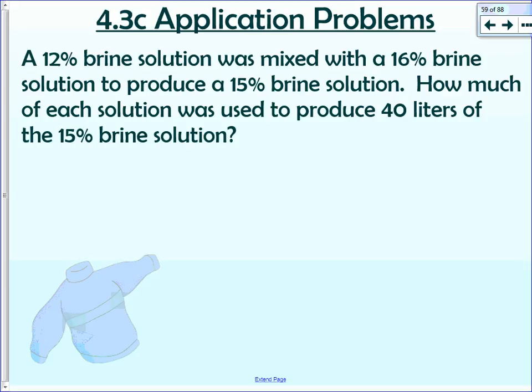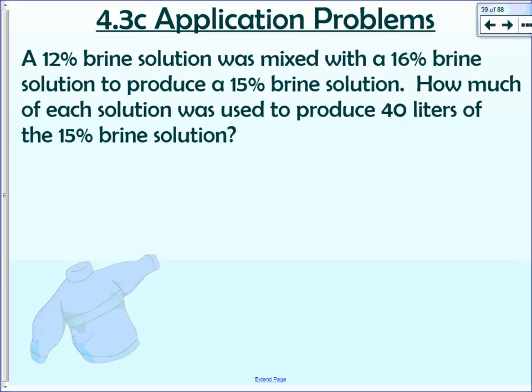So for this problem, it says a 12% brine solution was mixed with a 16% brine solution to produce a 15% brine solution. How much of each solution was used to produce 40 liters of the 15% brine solution? So since it's a mixture problem, I'm going to create a chart.